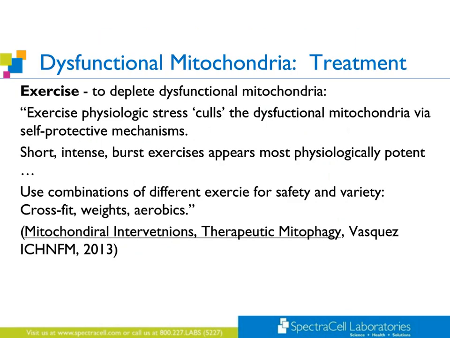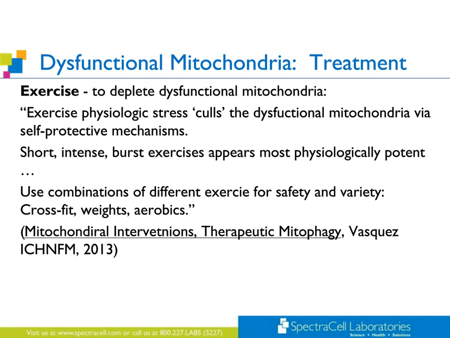So we move on specifically to treatment. When there is a buildup of dysfunctional mitochondria, and it may be due to antibiotic usage, for example, or medication usage, or coming into contact with pesticides and herbicides, how do we get rid of our dysfunctional mitochondria? Well, there are 2 things that we can do. Exercise has been shown to be able to deplete dysfunctional mitochondria. Exercise will help to eliminate or cull out the dysfunctional mitochondria through self-protective mechanisms.